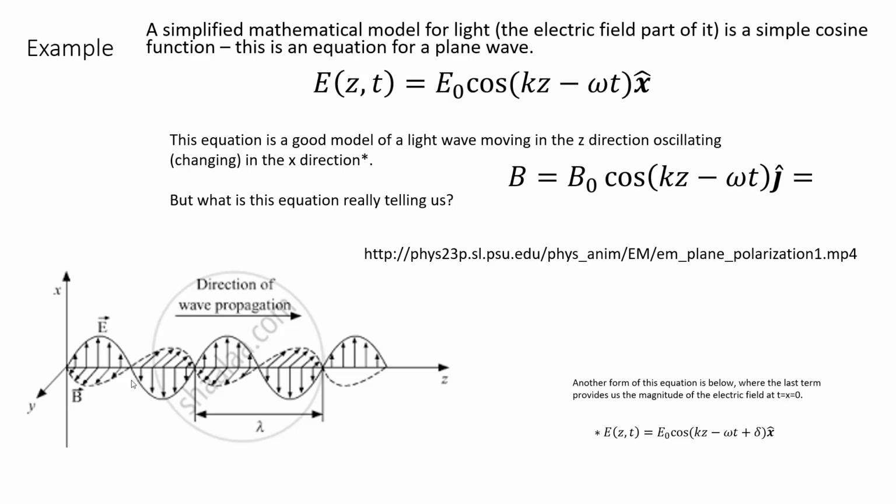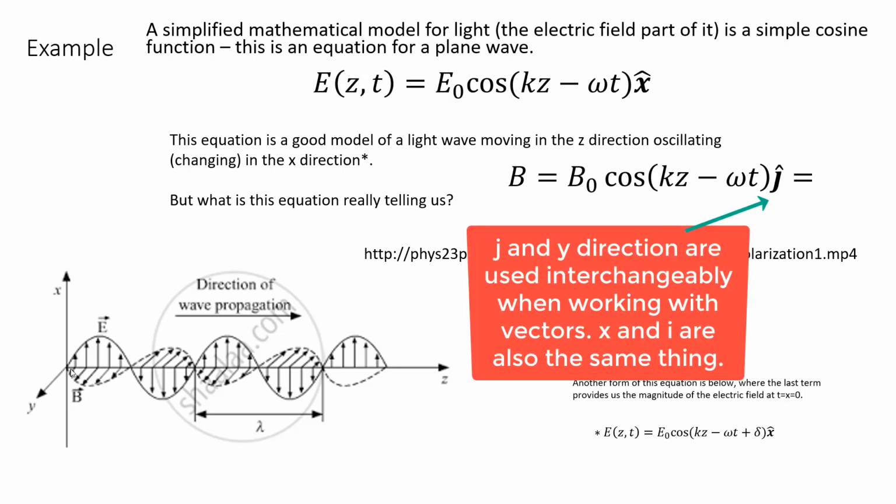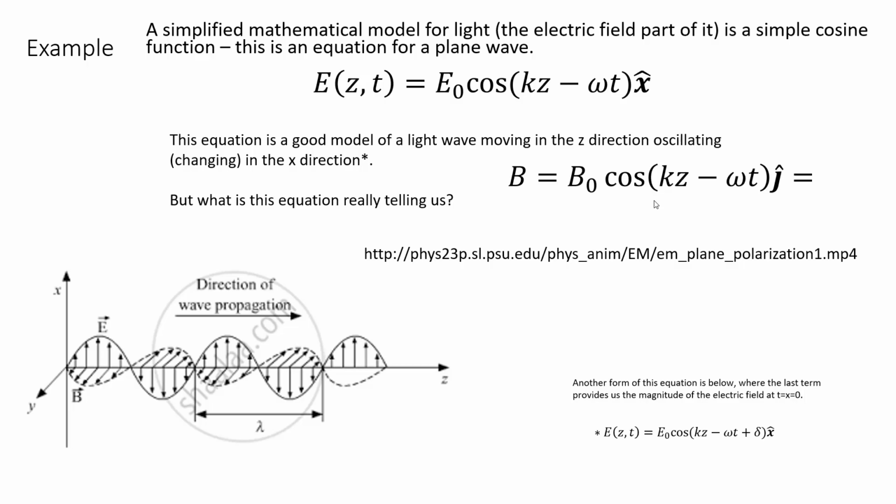And it's oscillating in the x direction. So here's the x direction, and here's the B field. It's a similar form. It's oscillating in the j direction, so out of the page and into the page. And again, the wave is traveling in the z direction, so it's a pretty good model.